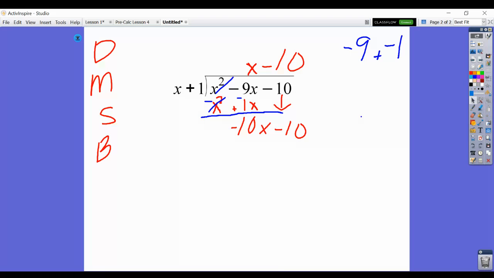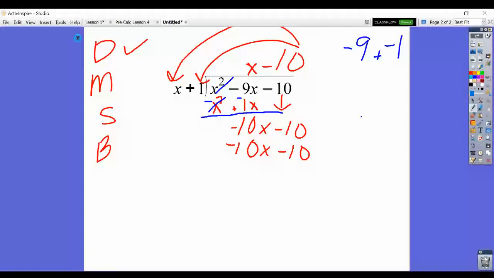So then after I've got my number, I am going to distribute once again. So I've got negative 10 times x, which is negative 10x. I have negative 10 times 1, which is negative 10. So I've divided, check. I just did my distributive property, so that's my multiplication, I check.